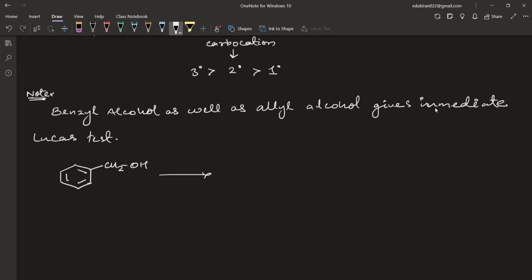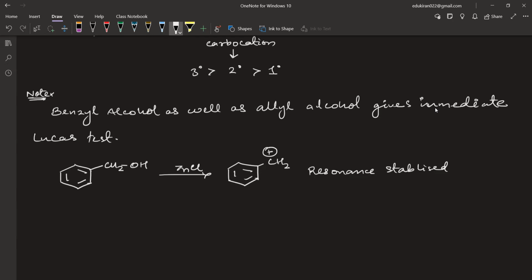Now, when you react this with ZnCl2, the ZnCl2 will abstract the OH and you will be getting CH2 positive. Now, this is resonance stabilized. Yes or no? There is a resonance here. Can all of you see that? Yes, sir. Now, when it is resonance stabilized, that means it will be formed very easily. And after the formation of a positive ion, it will react very easily. After this, there is no reaction. Reactions are very fast.